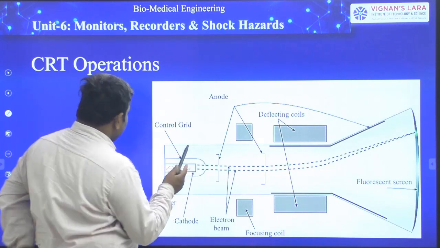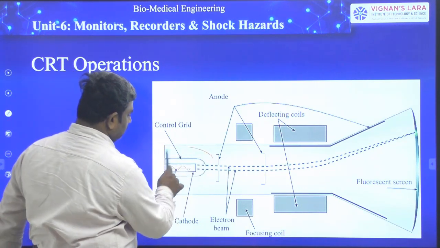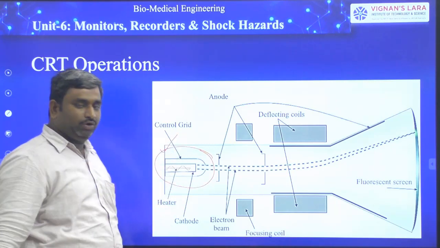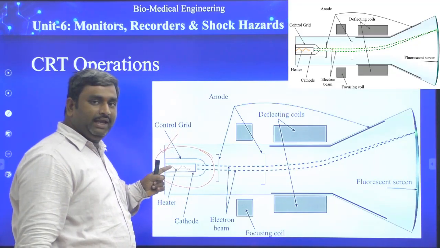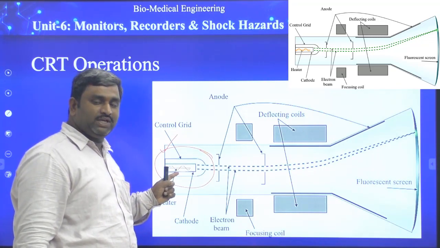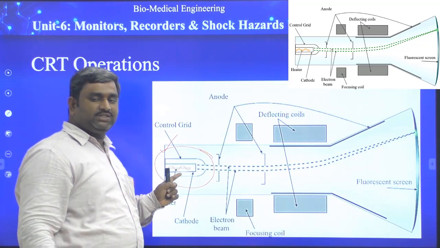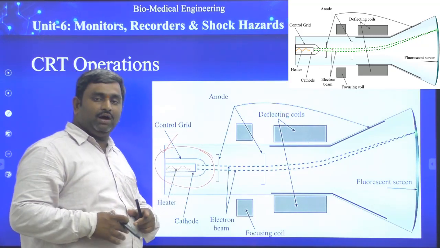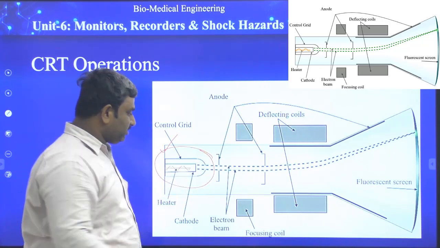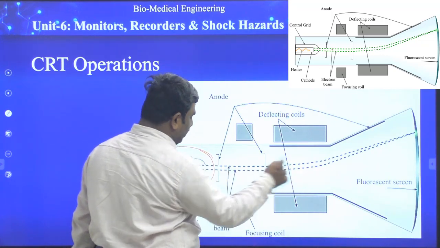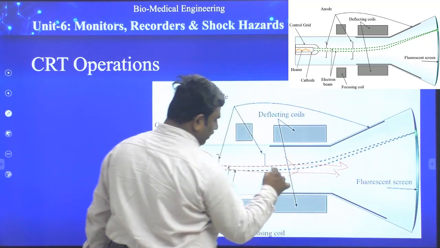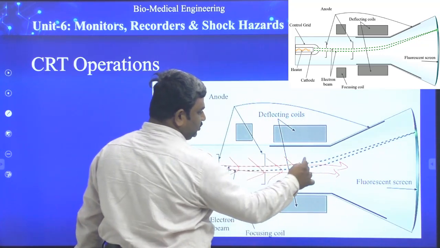See here, this is the part of the cathode ray tube. Here we have a heater. Generally the heater will produce heat, and here this heater will produce electrons. After giving some power supply, the heater will heat up to some temperature. After that, it will release the electrons. These electrons will travel in this direction.